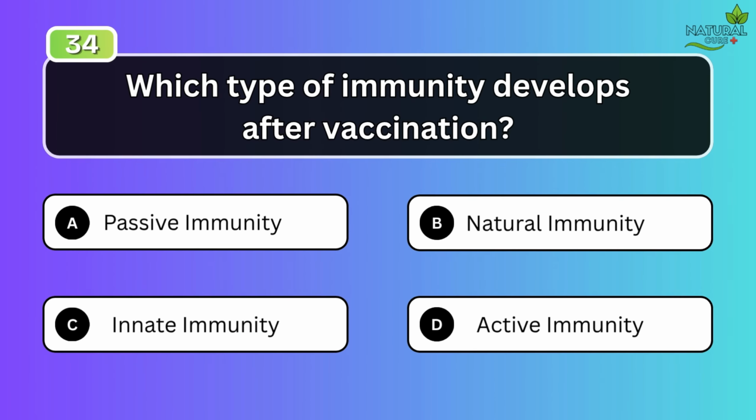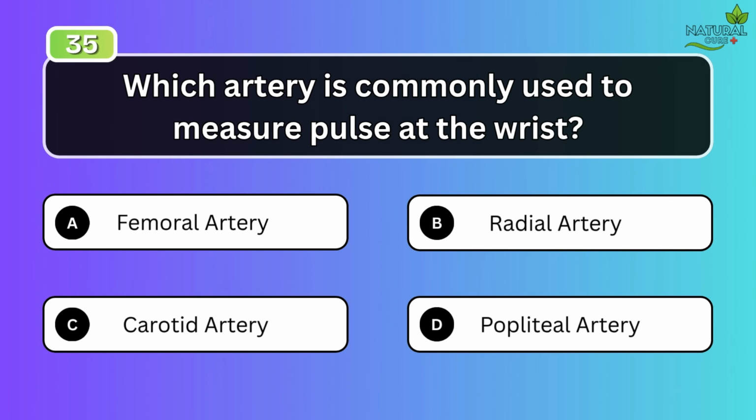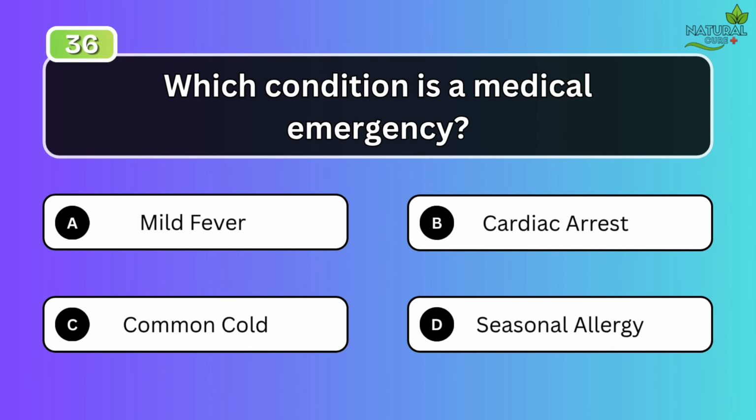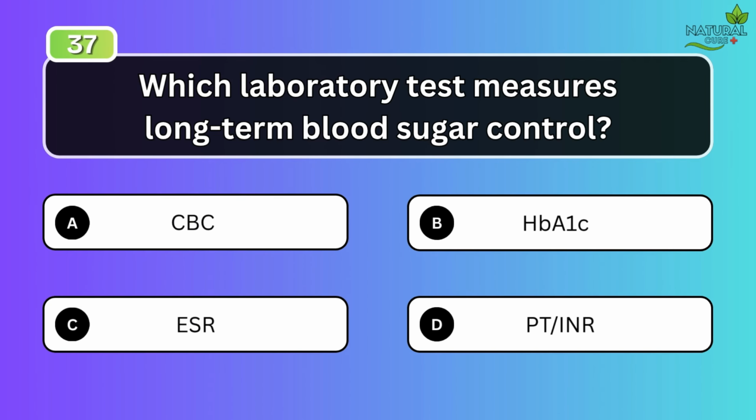Which type of immunity develops after vaccination? Which artery is commonly used to measure pulse at the wrist? Which condition is a medical emergency? Which laboratory test measures long-term blood sugar control?